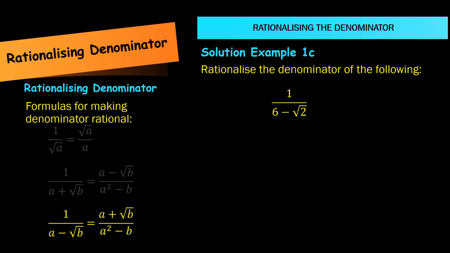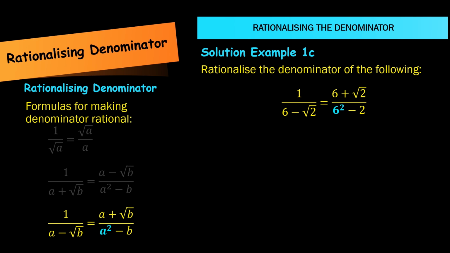Now let's solve example 1c. We're required to rationalise 1 divided by 6 minus root 2. Clearly we're using the third formula, 1 divided by a minus root b, which is a plus root b all over a squared minus b. So let's substitute in the values a equals 6 and b equals 2 in the formula, as shown. So a equals 6 goes here, and b equals 2 goes here.